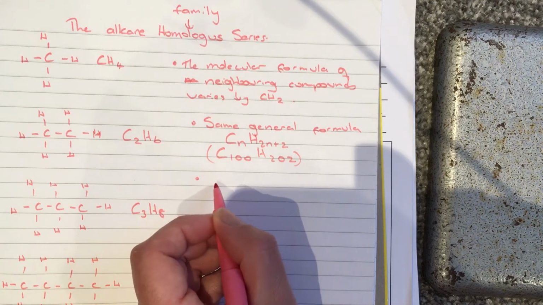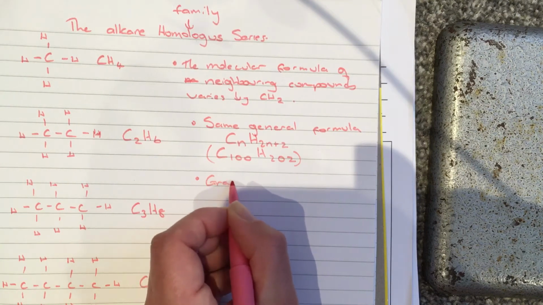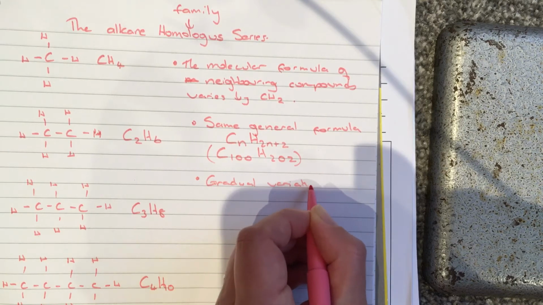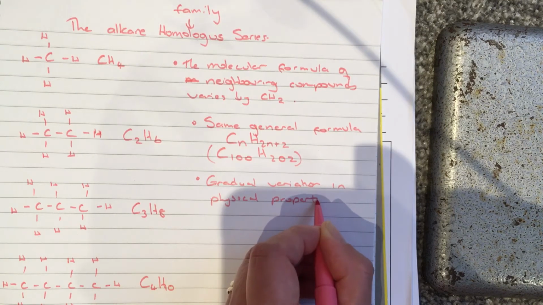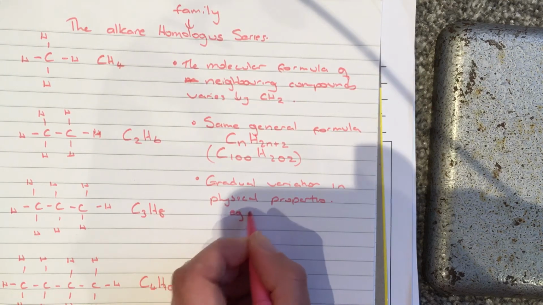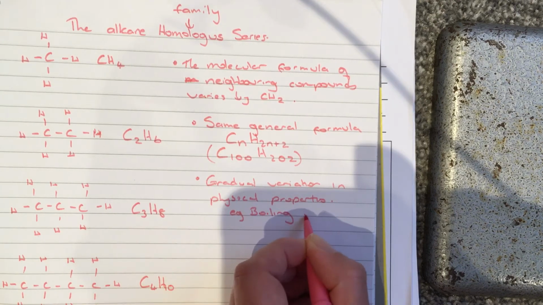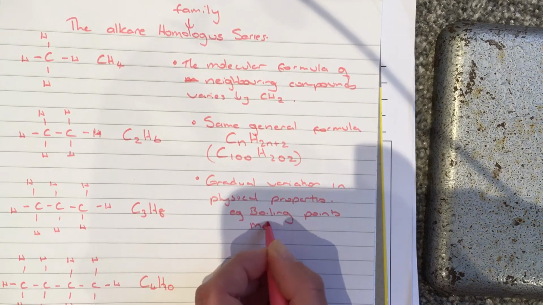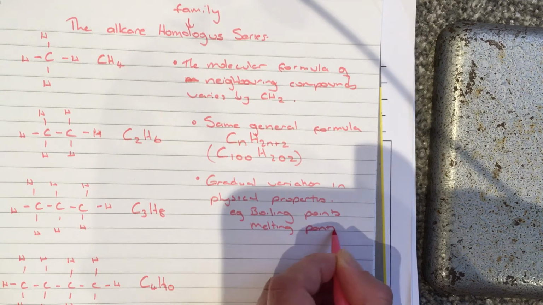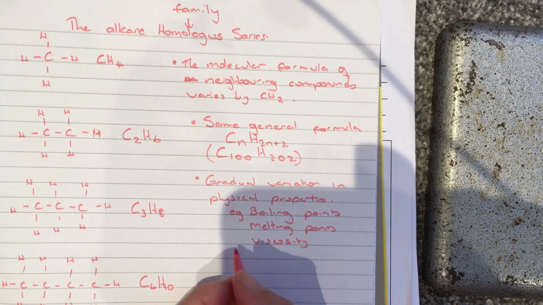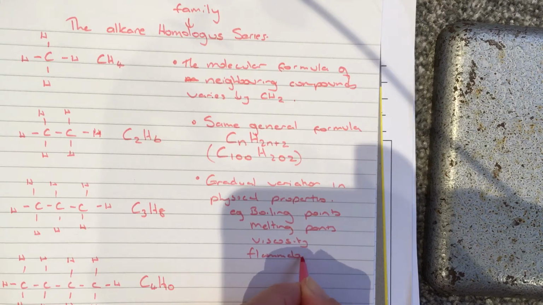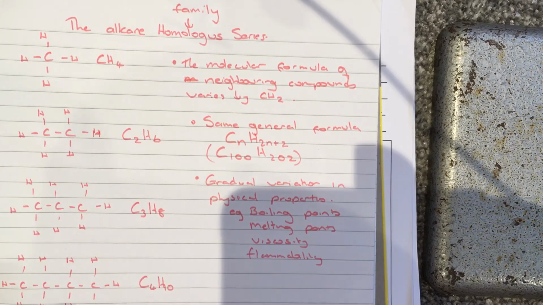Their physical properties vary. So you have a gradual variation in physical properties. These are, for example, boiling points, melting points, viscosity, flammability, for example. And we're going to look at some of those in a little while as well. So that's the general information about the alkane homologous series.